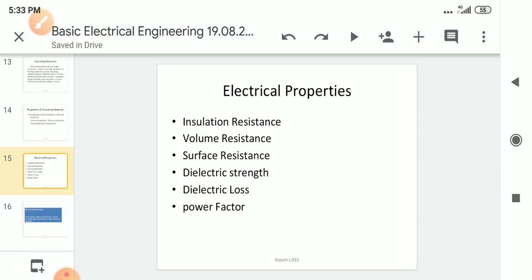In continuation to that, we have to study its thermal properties, and physical and chemical properties also. But electrical properties are utmost important. That's why we studied them in depth.